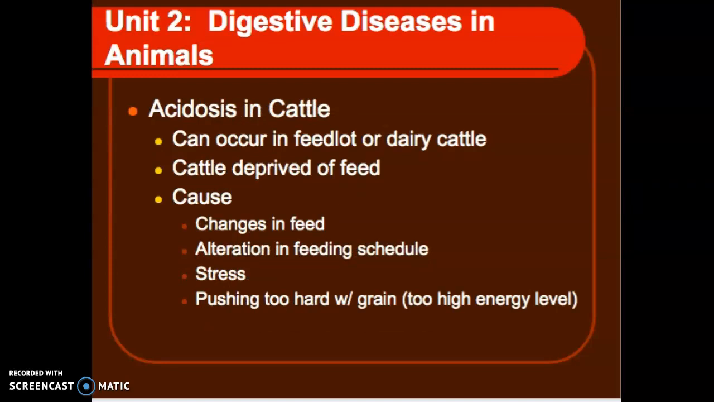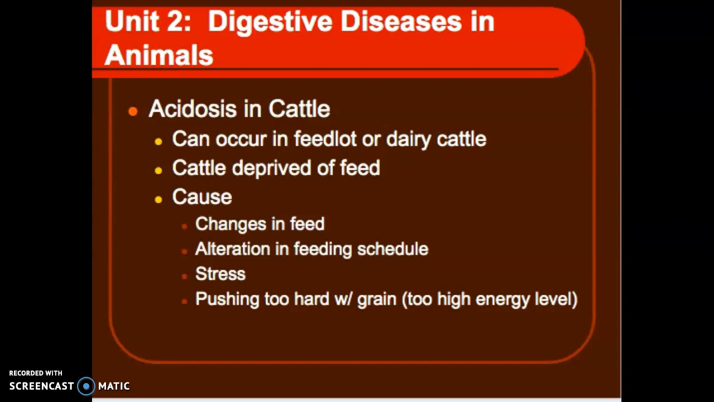and specifically if we key in on feedlot cattle, finishers, and dairy cattle, you'll find that acidosis in cattle is a more common disease, one of the ones in the unit here. Generally caused by a number of things. The list is rather lengthy on this particular slide and continues on the next one.